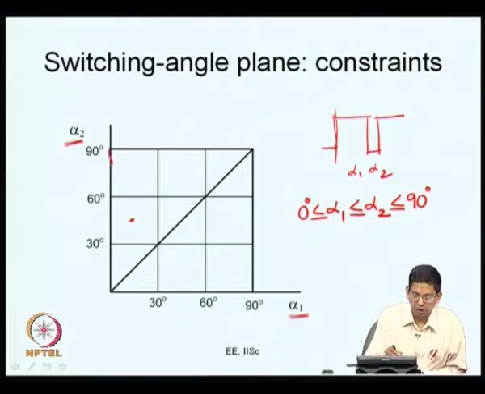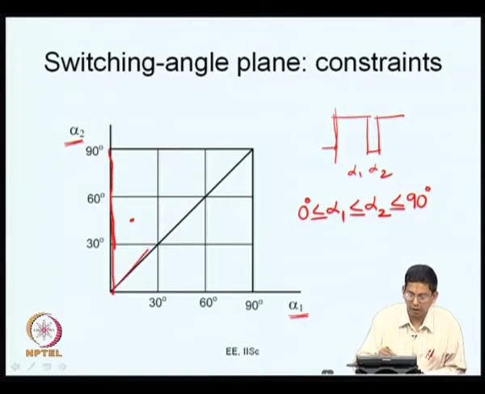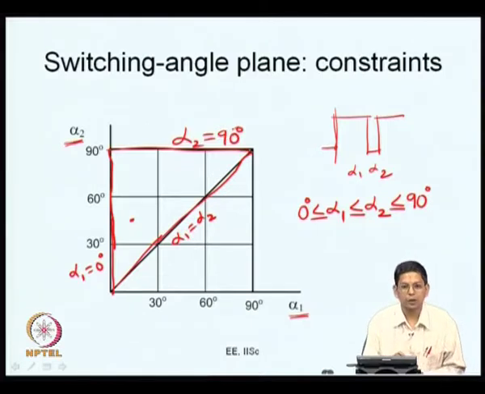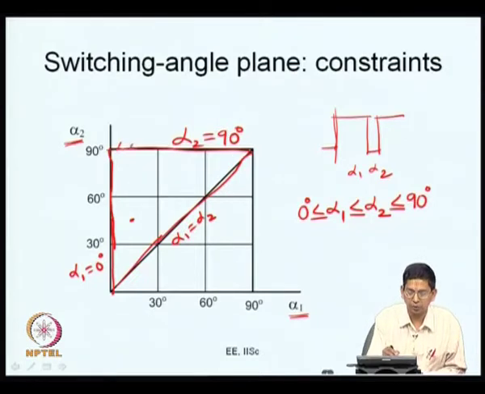Now, this is the line alpha 1 is equal to 0. Now, this is the line alpha 1 is equal to alpha 2 and this is the line alpha 2 is equal to 90. This is alpha 1 is equal to 0, this is alpha 1 is equal to alpha 2 and this is alpha 2 is equal to 90 degrees as we have seen before. So, all the points that we consider should be within this region. So, outside this region is not acceptable. So, these are our constraints, we need to operate within this triangle, that is our constraint now.